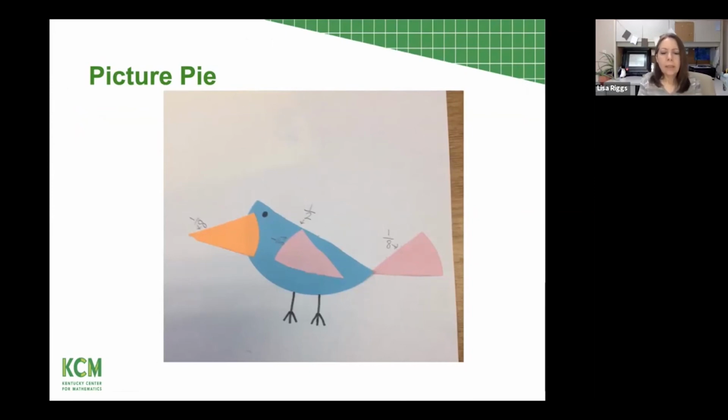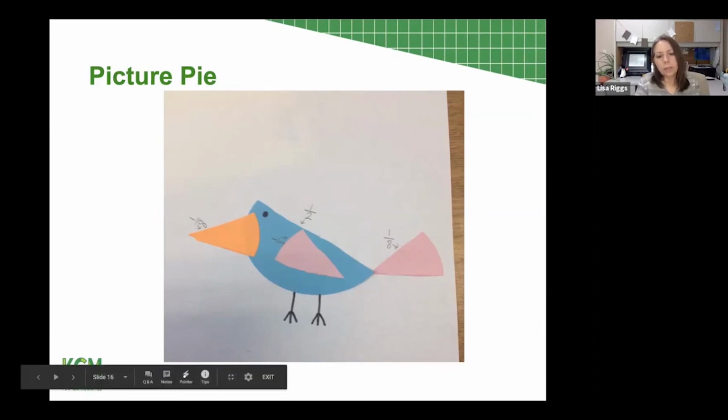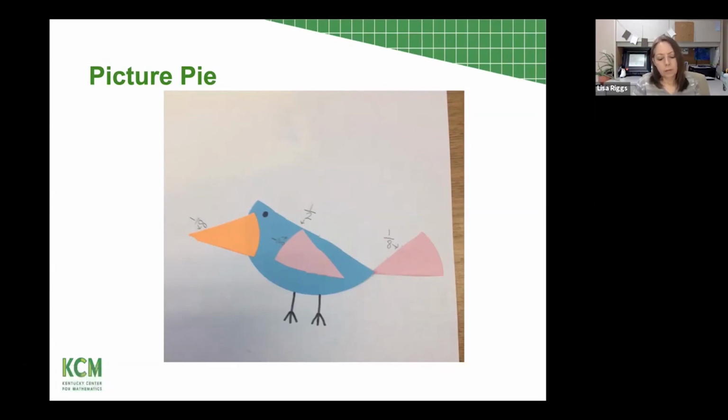I will say that I can recall actually asking the student that had created the picture of the bird what the total was of her bird. What would be the fraction added together, and she was able to explain it to me. She knew that the 1/2 plus the 3/8 would be 1/8 less of the whole circle, was the way she articulated it. So I thought that was some good reasoning on her part.